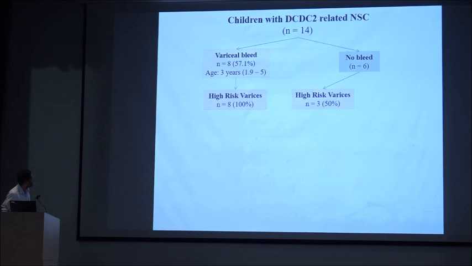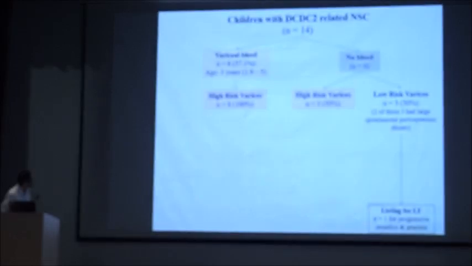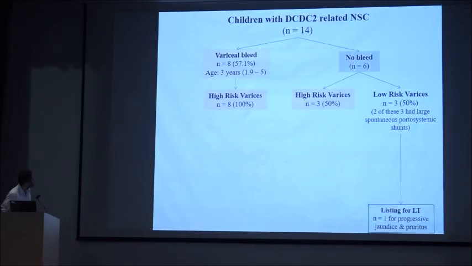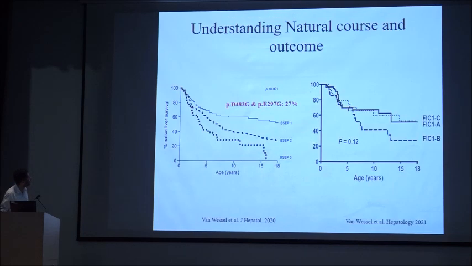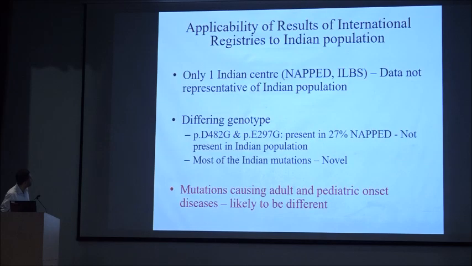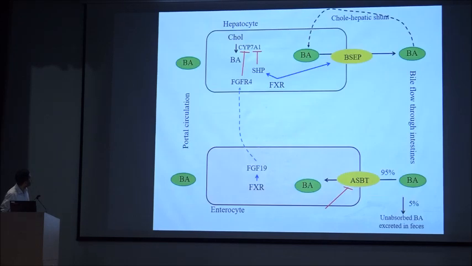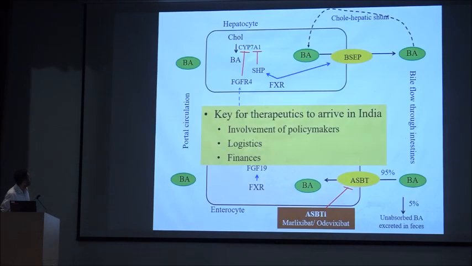Similarly, we have shown in DCDC2 that this is a condition where no other condition bleeds so frequently. 57% of patients had variceal bleed, and almost everyone had high risk varices. And once you do the endotherapy, if you don't have a response, these patients will have variceal bleed and will require liver transplantation. This slide is just to show that Indian mutations are different. And okay, I'll just come to the final.